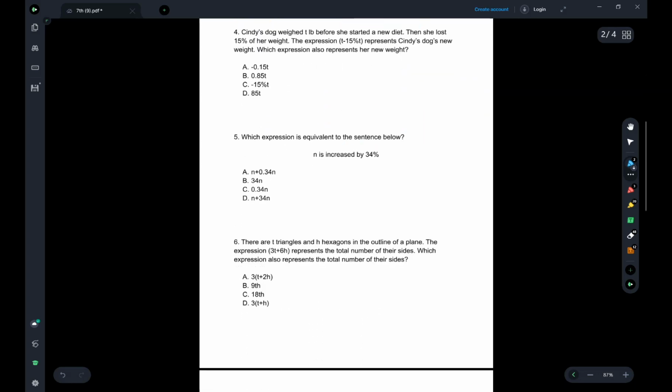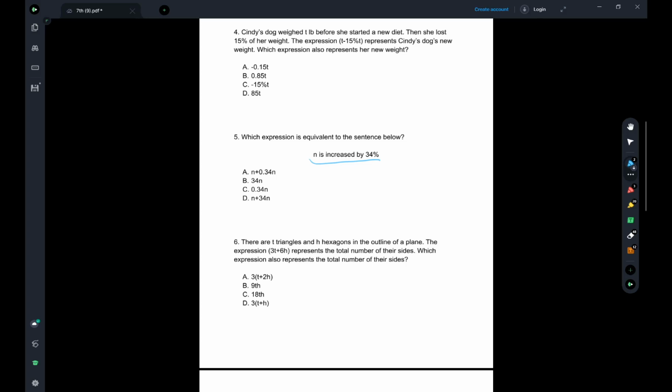Okay, let's try number 5. So number 5, it's which expression is equivalent to the sentence below. It's what we've been doing for the past 2 problems. It says n is increased by 0.3 or by 34%, and now all you need to do is find the one here that matches this.